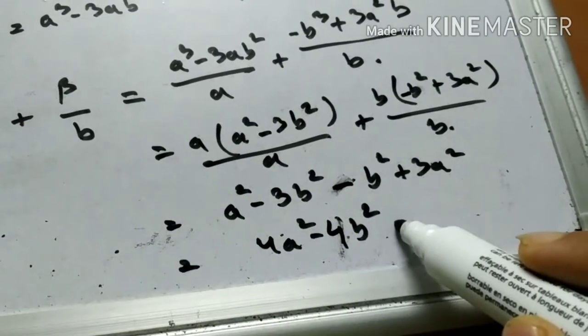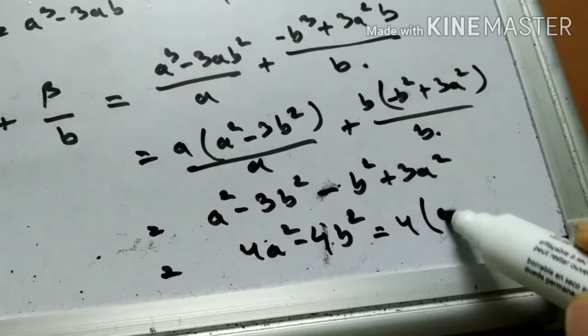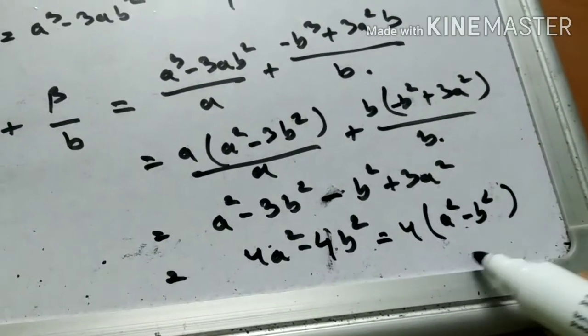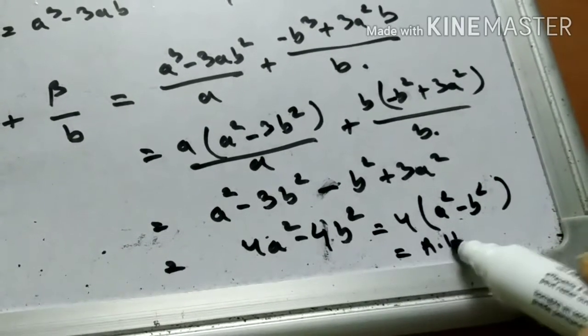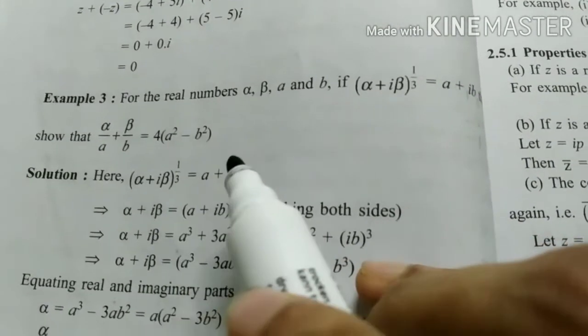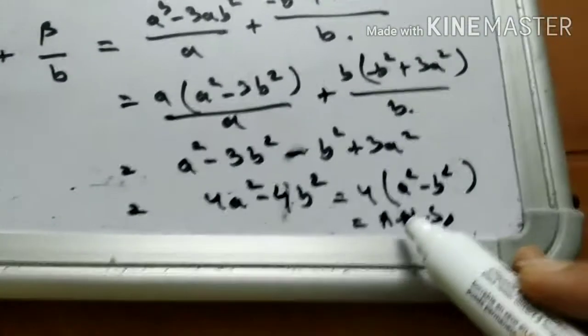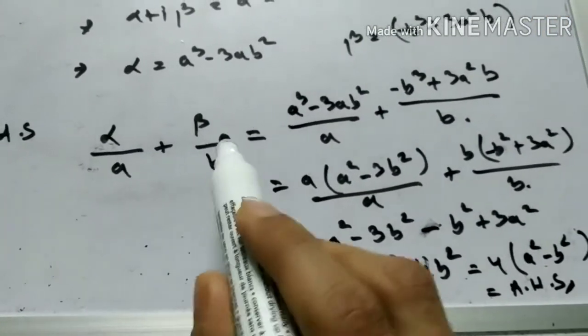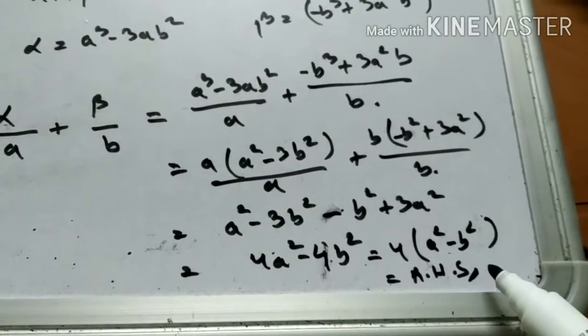So taking 4 common, I will get 4 into (a square minus b square), which is equal to the RHS. This one is proved. Understand? That is what I had to prove: alpha by a plus beta by b is equal to 4 into (a square minus b square). That is the only thing I have done here.